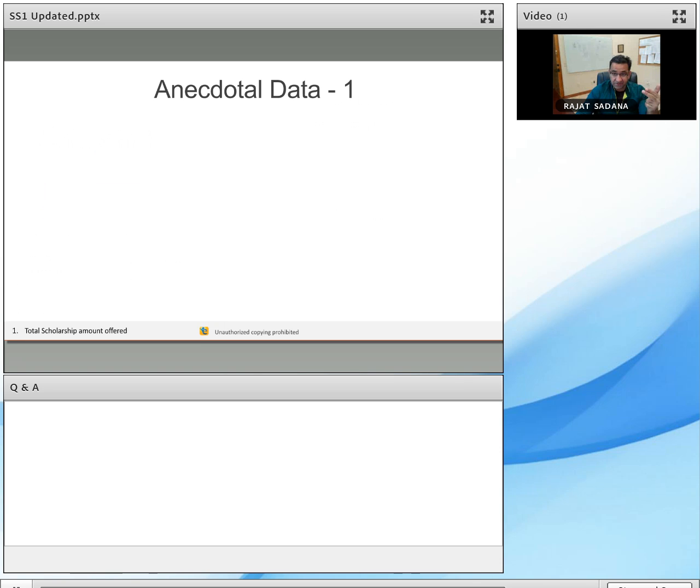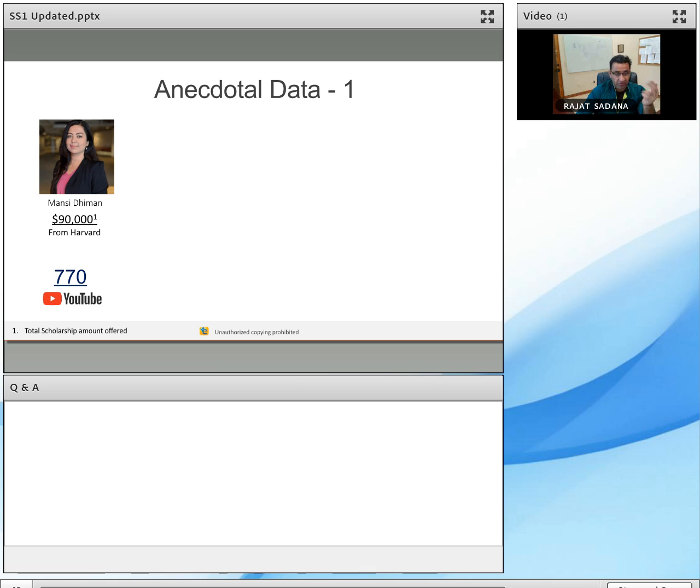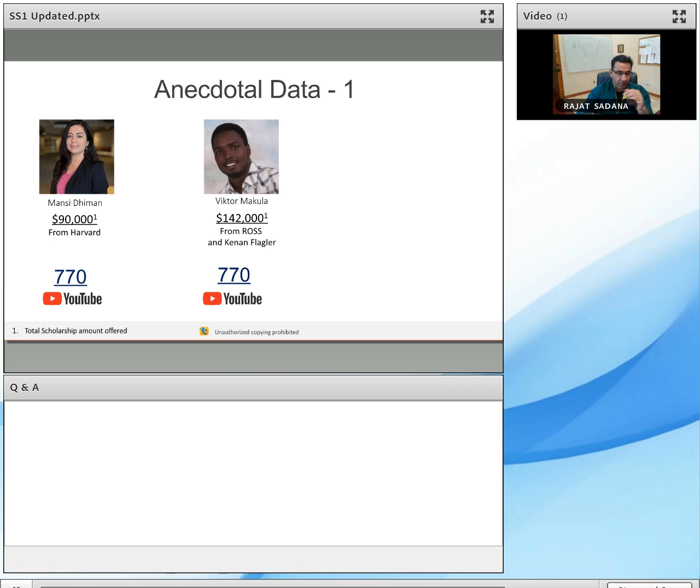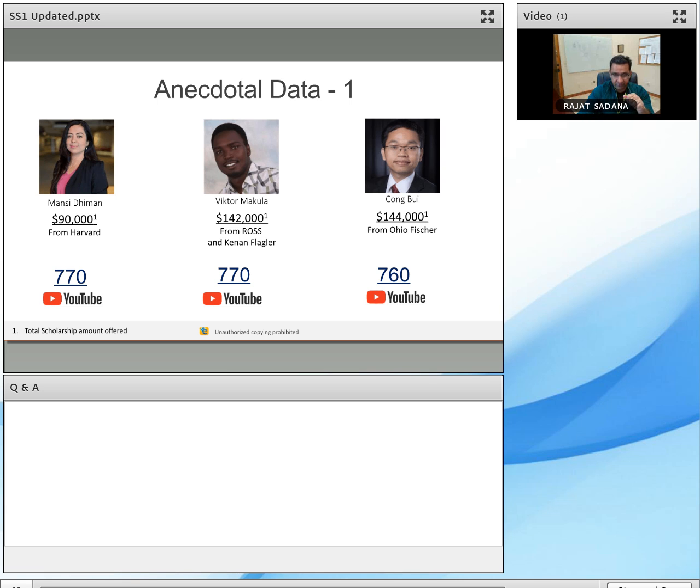Okay, so that was statistical data. Here's anecdotal data over here. One of our former students, Mansi, got a 770. She got a $90,000 scholarship from Harvard. She got admits into Harvard, Stanford, Wharton, Kellogg, as well as INSEAD. She's currently studying at Harvard. If you click on the YouTube link, you can watch her interview. One of our other students, Victor, got a $142,000 scholarship from Ross as well as Kenan-Flagler. He also scored a 770.